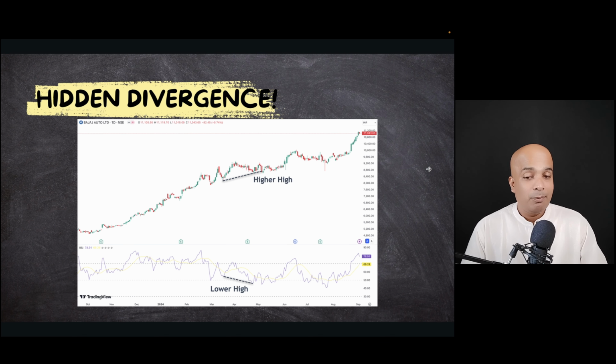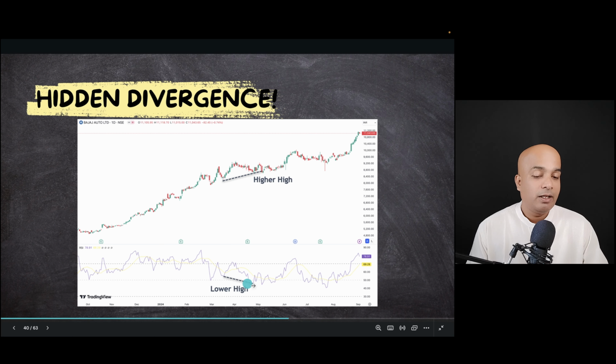Now one more example, Bajaj Auto Limited. See, in this case also price made a higher low, whereas RSI made a lower low, isn't it? Price made a higher low, RSI made a lower low.